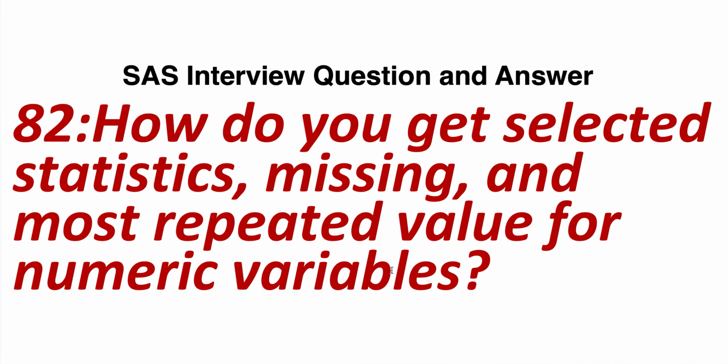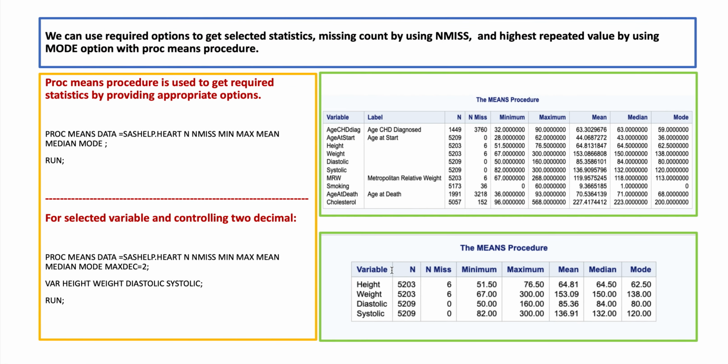SAS interview question and answer, question number 82. How do you get selected statistics, missing and most repeated value for numeric variables? This question is asking how, by using the proc means procedure, we can get only selected statistics, missing records, and the most repeated value for numeric variables. We can use the required options to get selected statistics, missing count by the nmiss option, and highest repeated value by using the mode option with the proc means procedure.